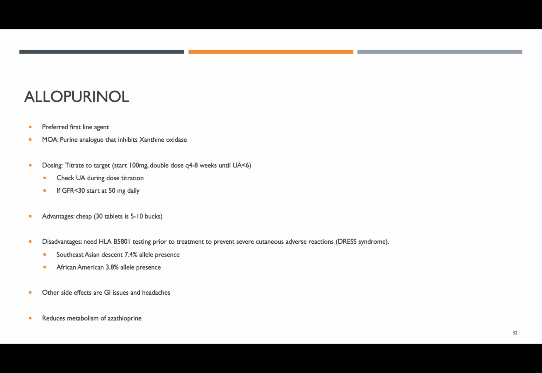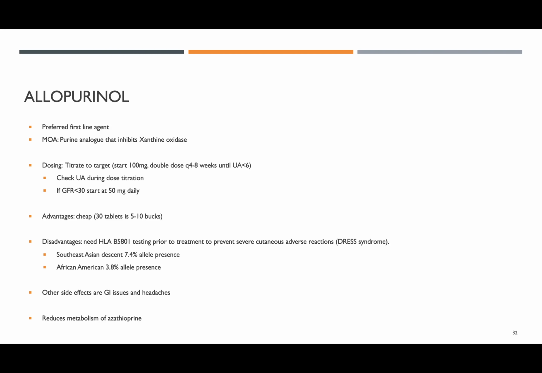So allopurinol is our first agent, first line. It works by being a purine analog. Don't have to worry about that. It's like my trivia. Usually start them at 100 milligrams and then double the dose every 4 to 8 weeks until you get below that uric acid level of 6. I'm just deciding to follow the ACR guidelines as opposed to ACP. That's what I personally do in clinic, and it helps me to have a number to treat to, especially if I'm titrating a dose of medication, because I'll check the uric acid level every time I'm adjusting the dose of the allopurinol.